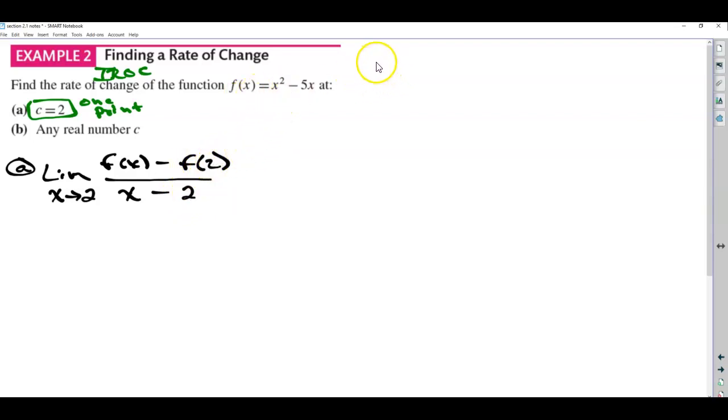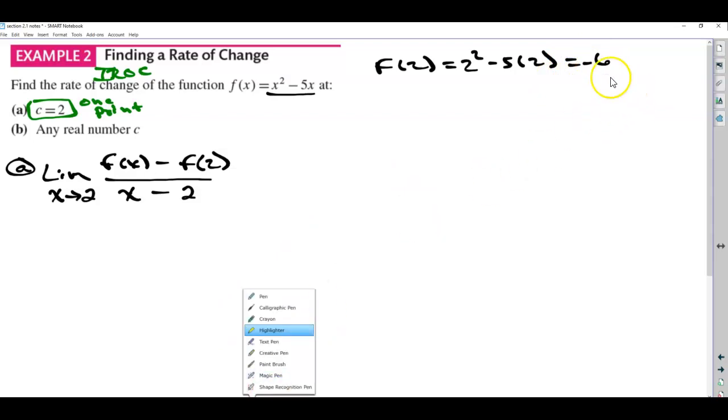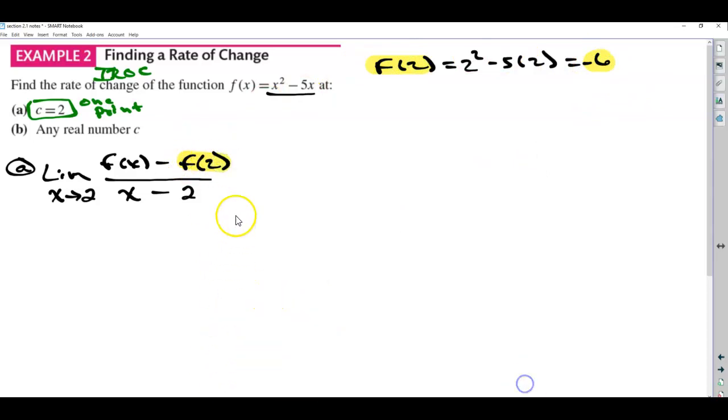Well, I need to do a little side work. I need to just take the original function and figure out what is f of 2. So I'm going to plug in 2. Simplify, that's 4 minus 10. We get negative 6. So now I know f of 2 is equal to negative 6. And let's substitute in what we know.